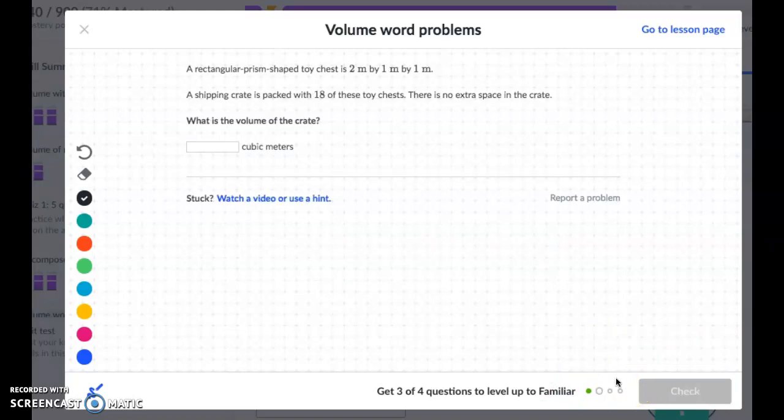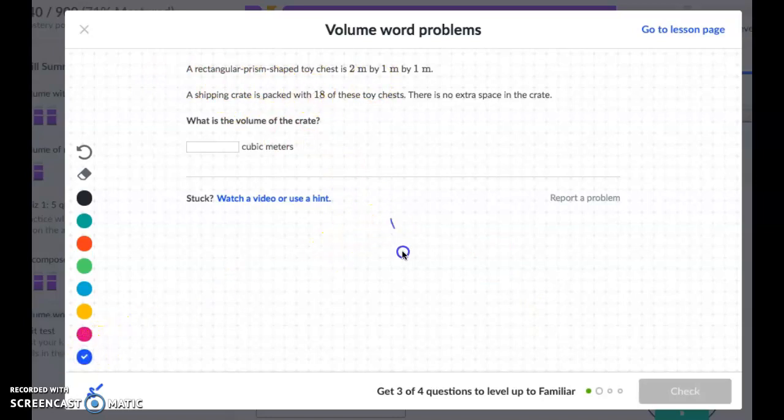A rectangular prism-shaped toy chest is 2 meters by 1 meter by 1 meter. A shipping crate is packed with 18 of these toy chests. There is no extra space in the crate. So what is the volume of that crate? Okay, well, first we need to figure out what the volume of just one toy chest is.